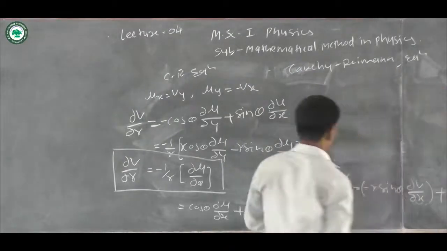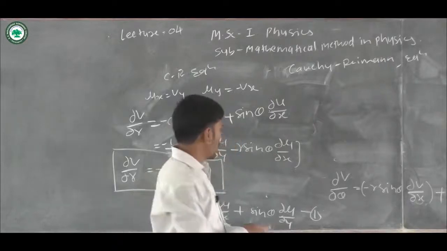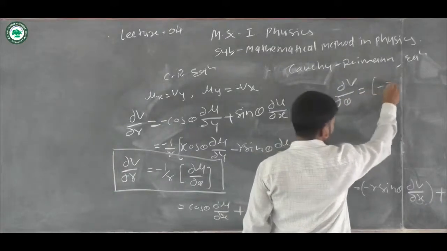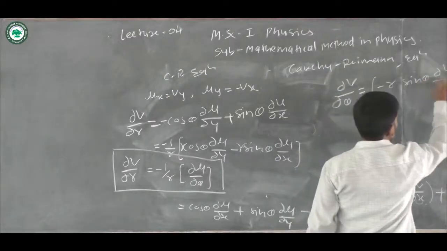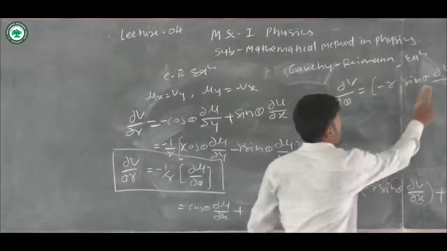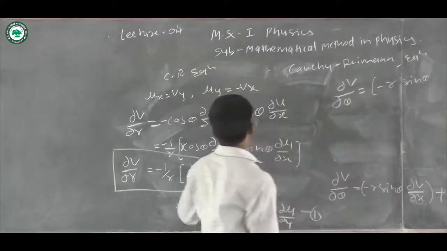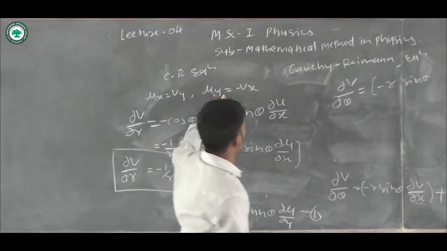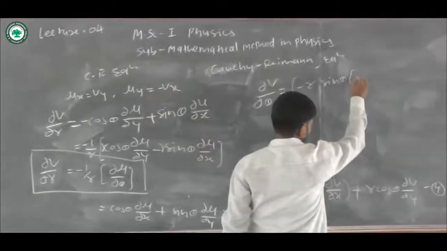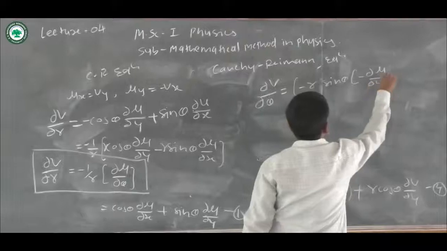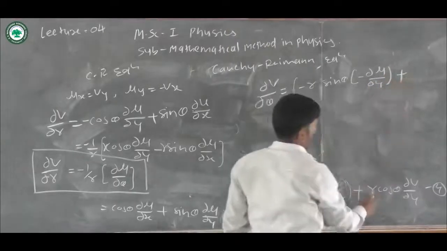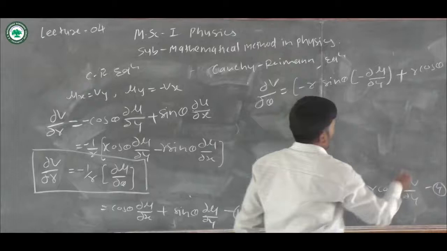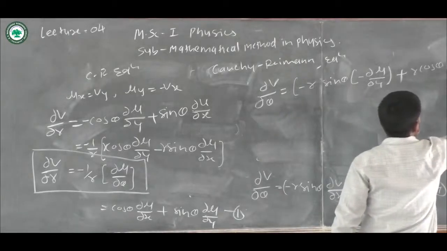Now using equation number 4 and 1, we can rewrite ∂v/∂theta as minus r sin theta ∂v/∂x. This ∂v/∂x is nothing but vx, so I replace this with minus ∂u/∂y. And plus r cos theta ∂v/∂y, which is equal to ∂u/∂x.